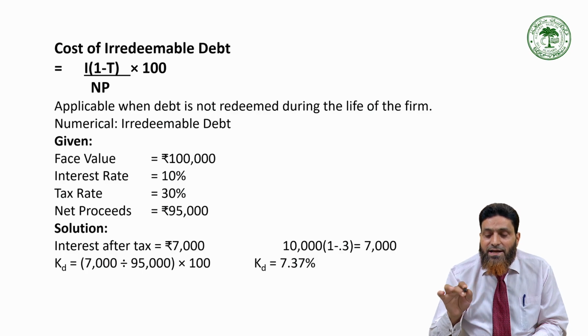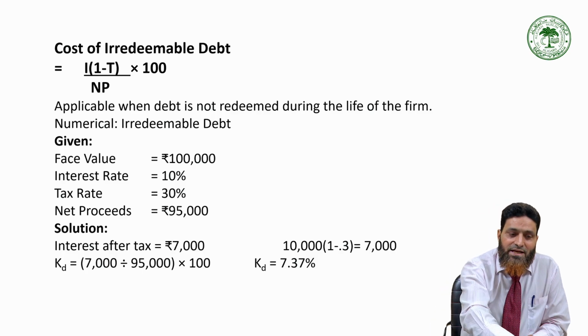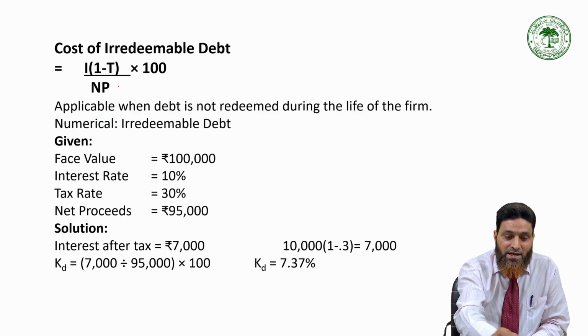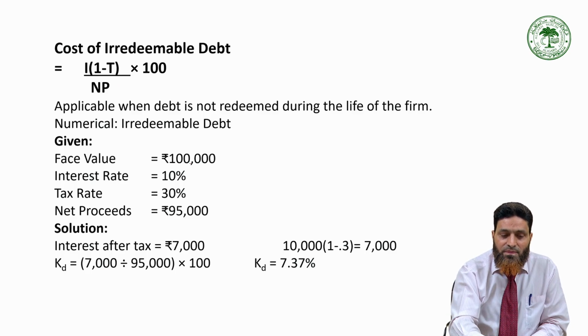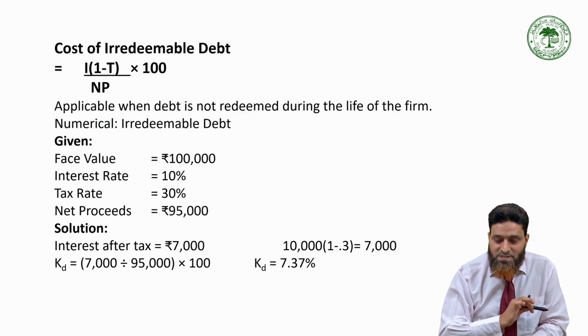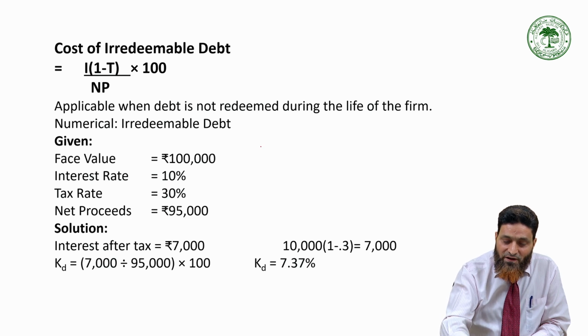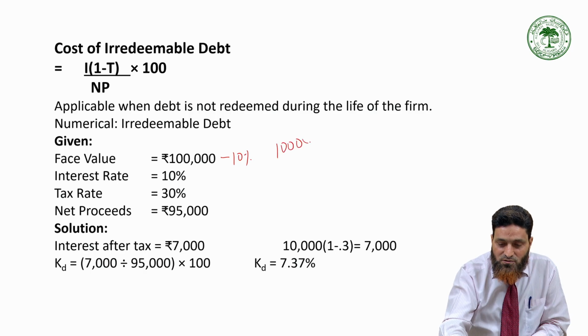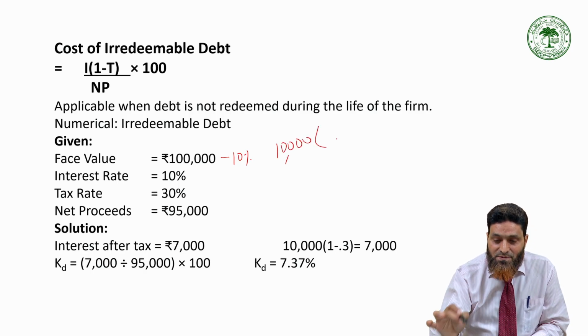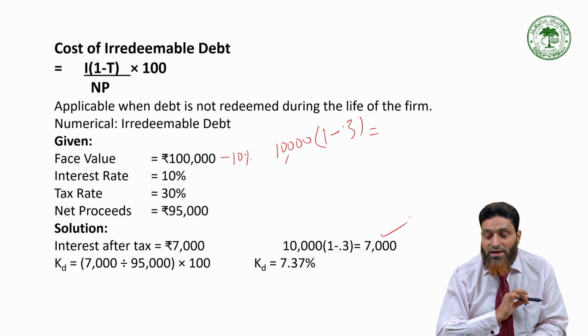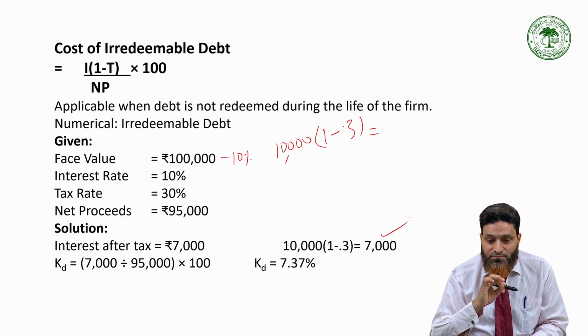Cost of irredeemable debt is similar to that. Whatever is interest, times 1 minus T, divided by net proceed. Suppose the face value of the loan, the total amount of loan, is 1 lakh. Interest rate due on this is 10%. So how much interest is payable? And tax rate is 30%. So the amount of interest, if you calculate 10% on this, will be 10,000. But since tax rate is 30%, so 1 minus 0.3. So effective interest payable is 7,000.